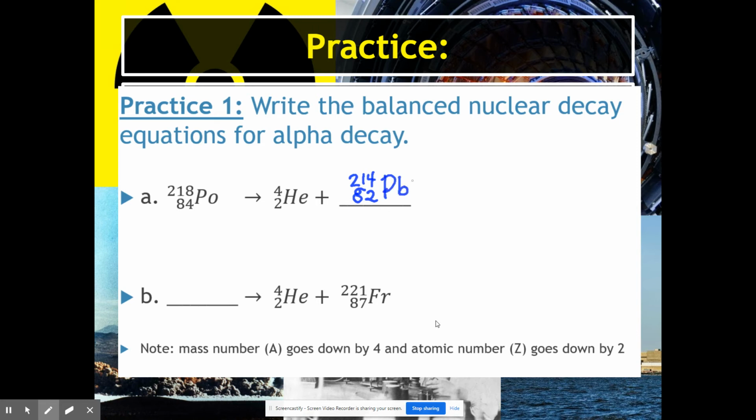On our next one, we have the products, and we're going to add to what we started with. So 221 plus 4 is equal to 225. And our atomic number is going to be 87 plus 2, so 89. Looking up what element it is from the number, it's actinium. Okay, so that's alpha decay.